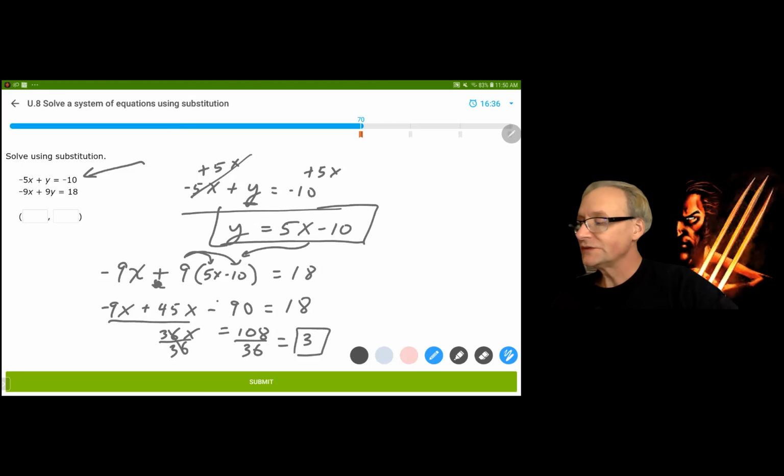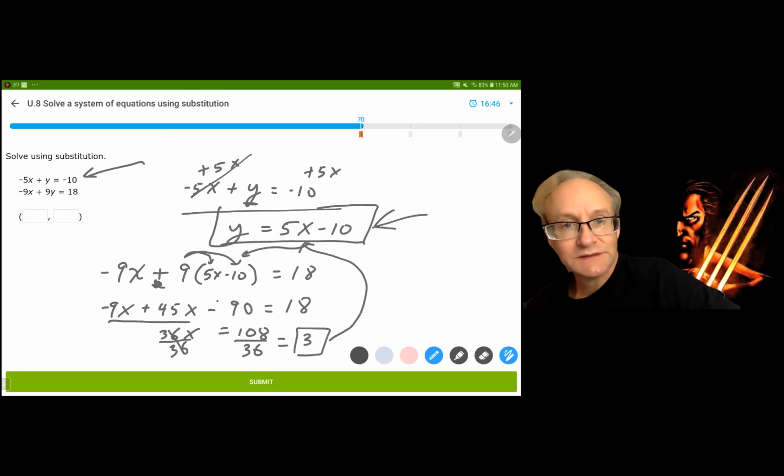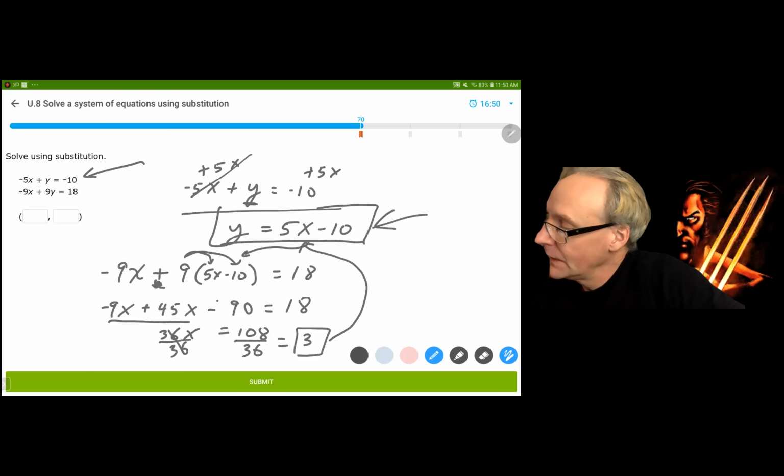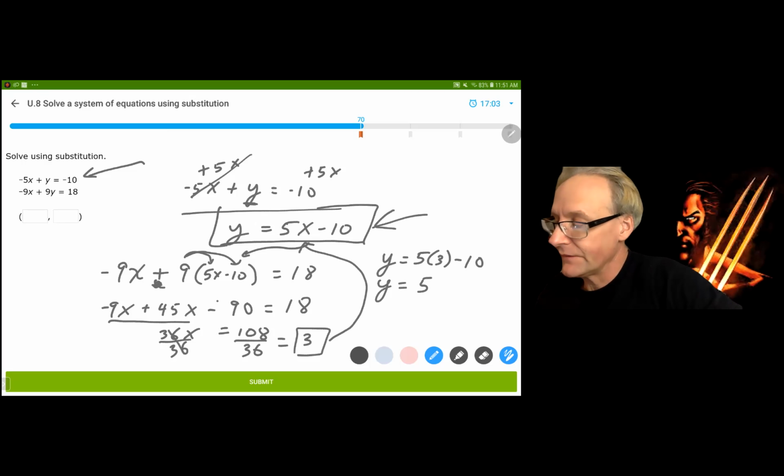Now we're almost done. All we have to do is substitute our x into any equation we want. I happen to like this equation because y equals... So y equals 5 times 3 minus 10. Because I know x is 3, then y is equal to 5 times 3 minus 10, which is 15 minus 10, or 5. So we're talking about 3, 5.